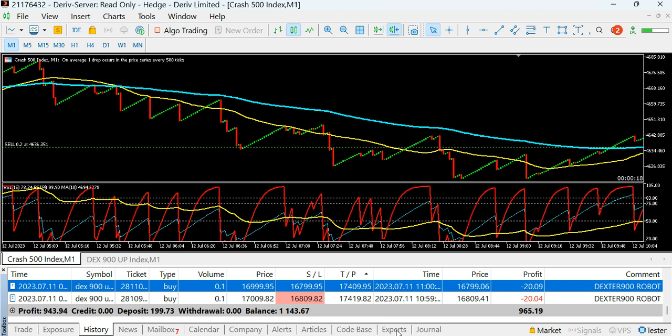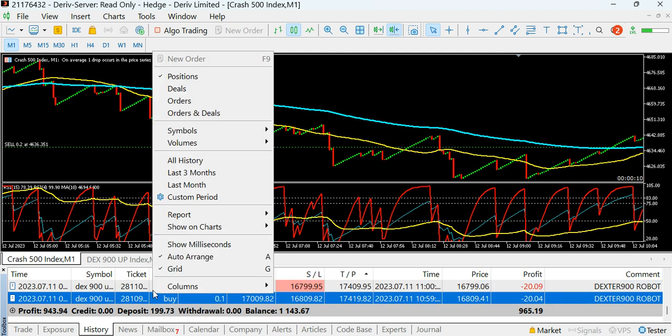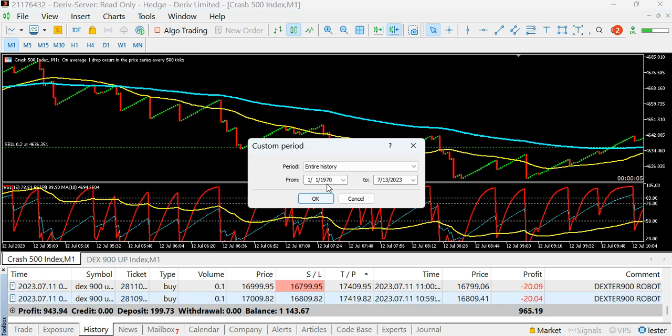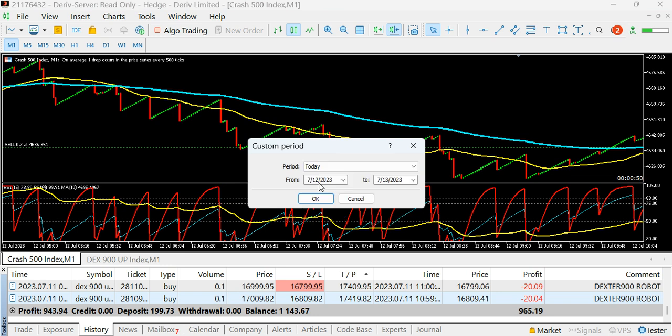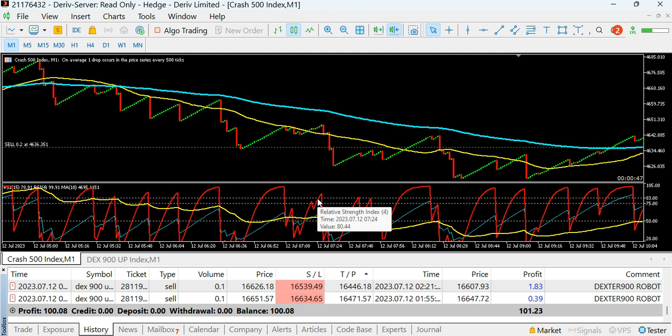Now, if we want to see the profit for the day, we can do it as follows. Let me quickly show you. On the History tab, on any of the trades, you just right click and select Custom Period. Click on that, and you can select for today, for the last 3 days, for the last week, for the month, 3 months, 6 months, and the entire history. So I would like to see what happened today. There is today. I click OK, and there you can see it was 95 just now. Now we've got $101 for the day.